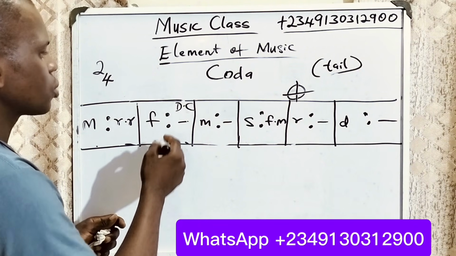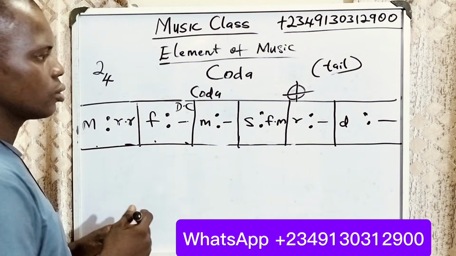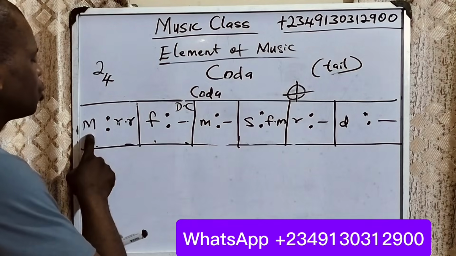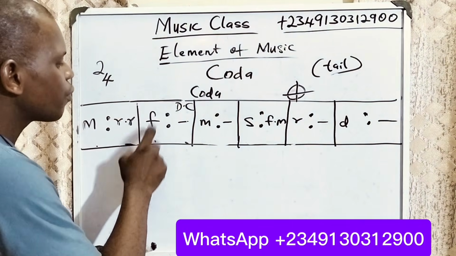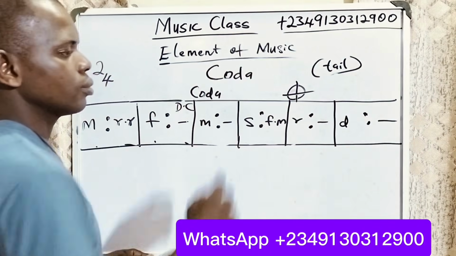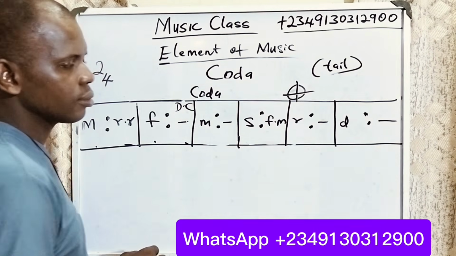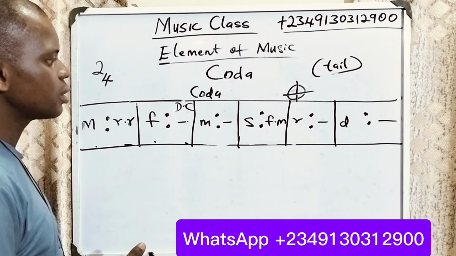And after that, I see coda, either by this sign or this. What it means is that mi, re, fa, mi, re, fa, re, do. Do you understand? They say I should go back, go towards the ending. Do you understand it now? I don't know whether you are understanding it.